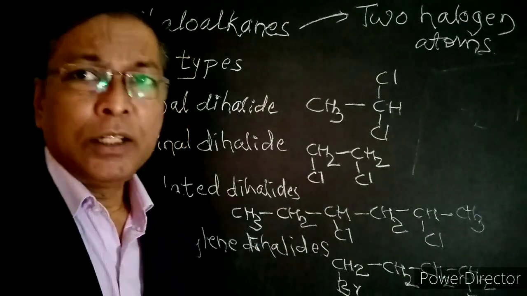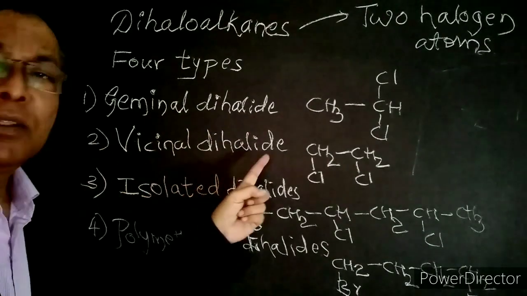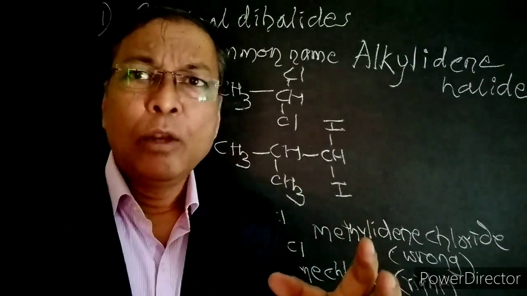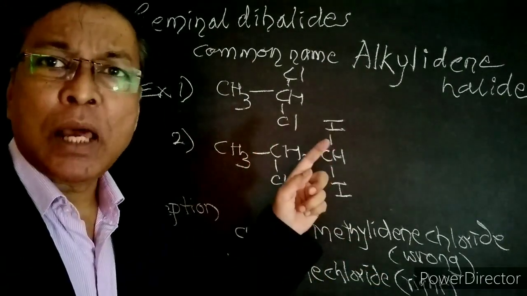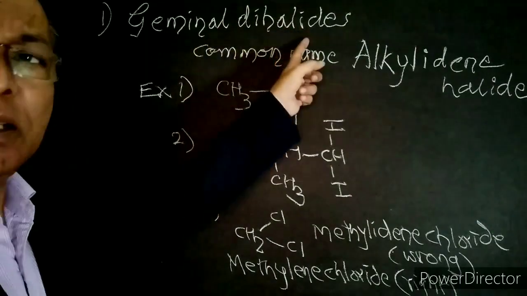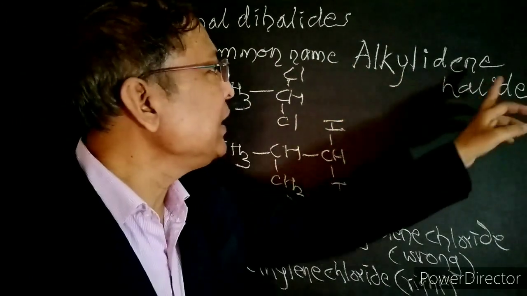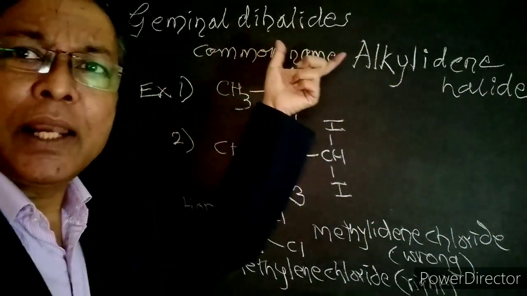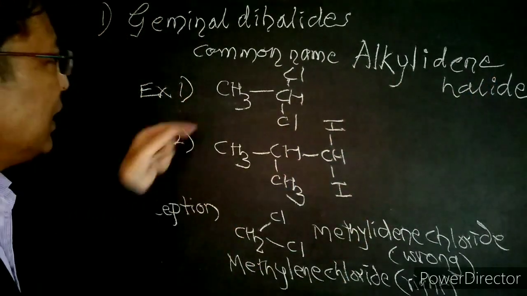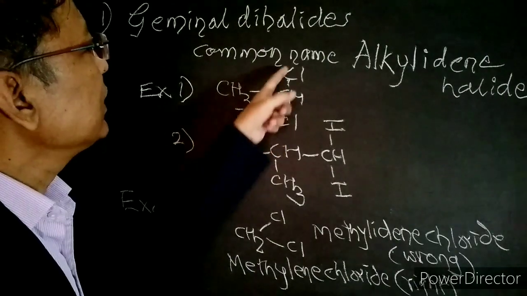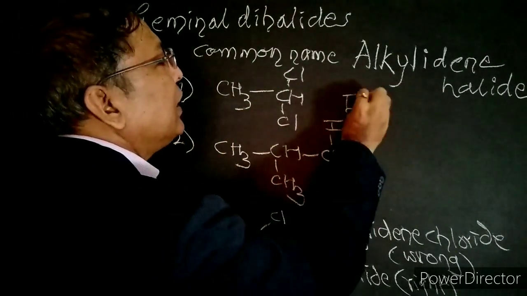Now, we will learn in detail the common naming in case of geminal dihalides and vicinal dihalides. Dihaloalkanes in which two same halogen atoms are present on the same carbon atom are called geminal dihalides. The common name for geminal dihalide is alkylidene halide. Geminal dihalide is the group name. Its common name is alkylidene halide. Let us consider one example, CH3CHCl2. Here the alkyl group is ethylidene.